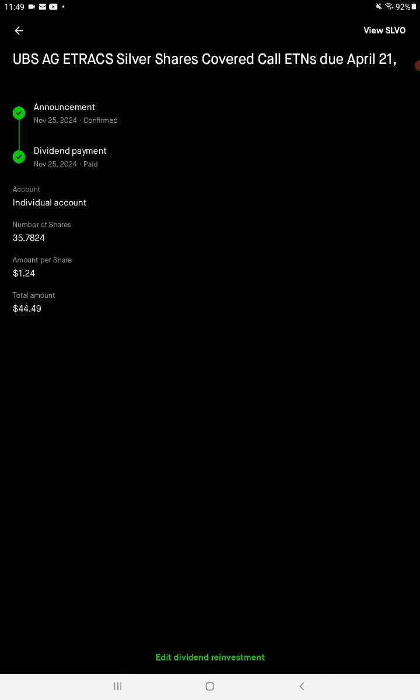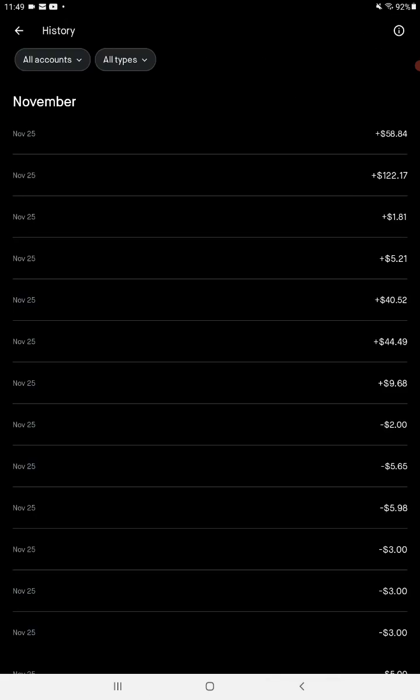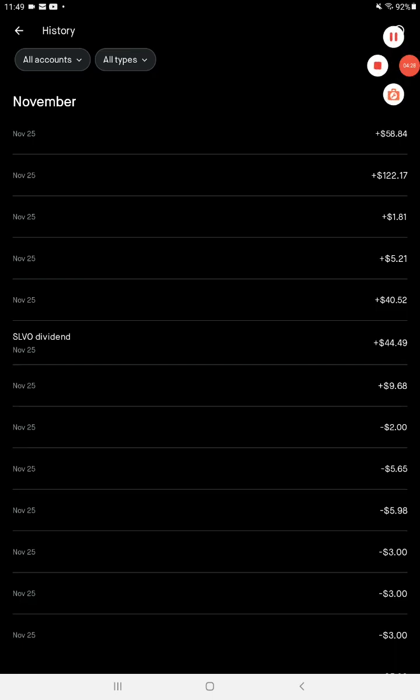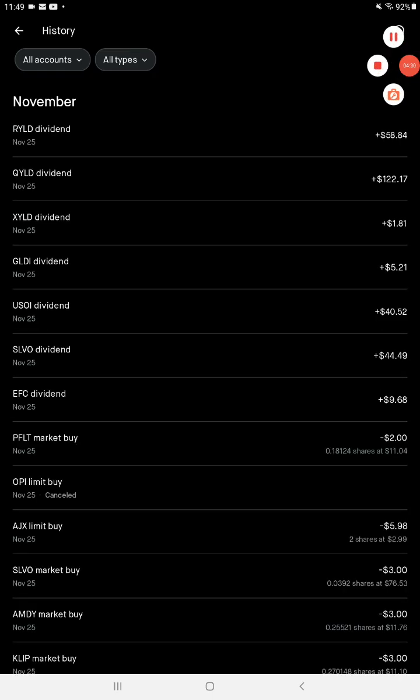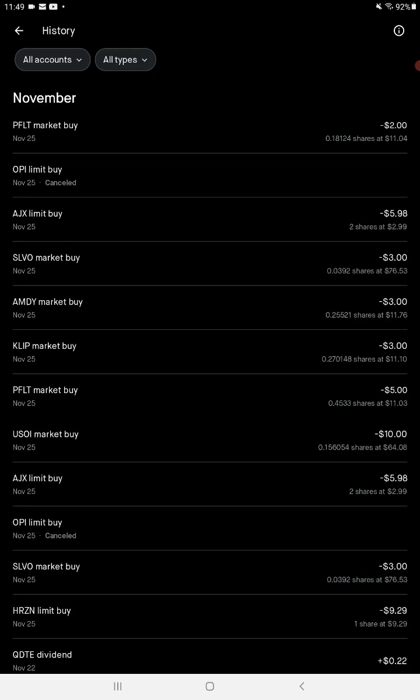35.78 shares, $1.24 a share for this month, $44.49 payout. I love these exchange traded notes, man. They don't have a dividend yield as high as the Yieldmax funds, but you know they do kick out dividends.